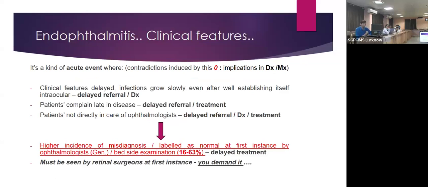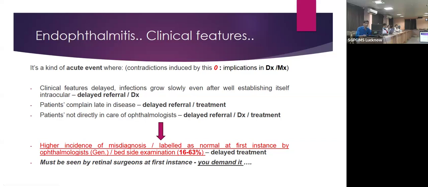How it is difficult, just see. Actually, it is a kind of acute event, but clinical features are very much delayed. That means infection grows very slowly, even after well establishing itself in the intraocular space. And this is responsible for the delayed referral and diagnosis. The patient is in the hospital, but not directly in the care of the ophthalmologist. He is in the care of the nephrologist, hematologist. So as a hematologist, how can you know when the patient is not complaining of anything? There is no clinical sign. There is no redness visible to you. There is no vision loss complaint to you. And this all makes the referral delayed, though infection has already come into the intraocular spaces.